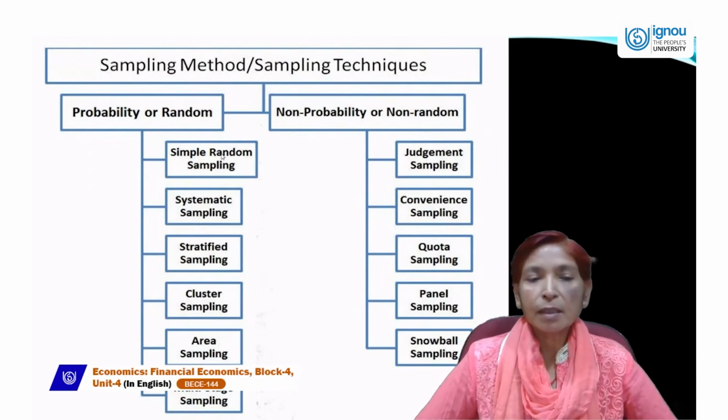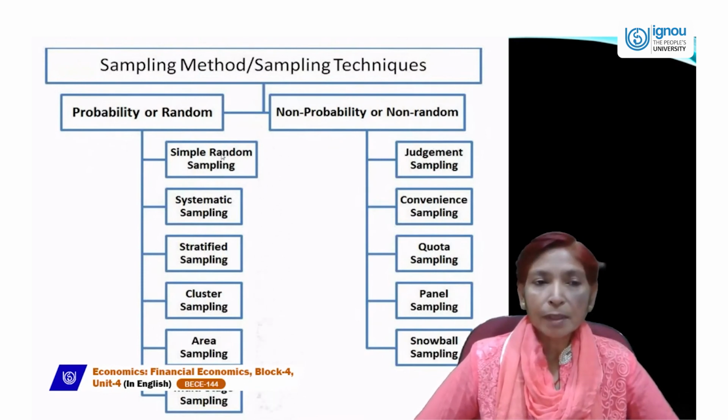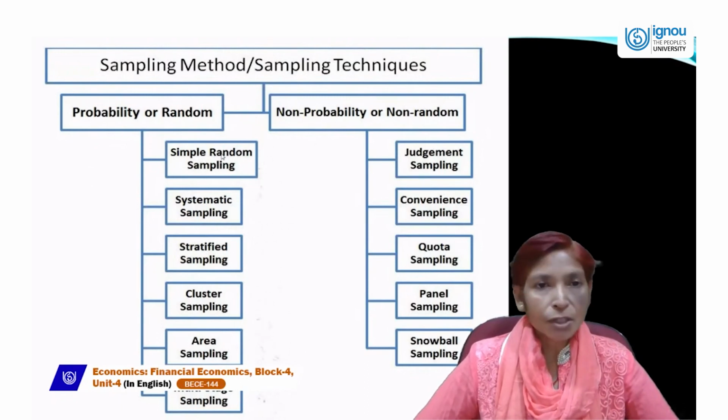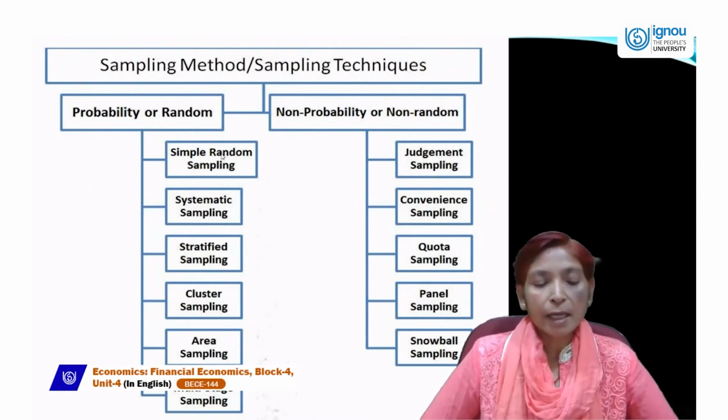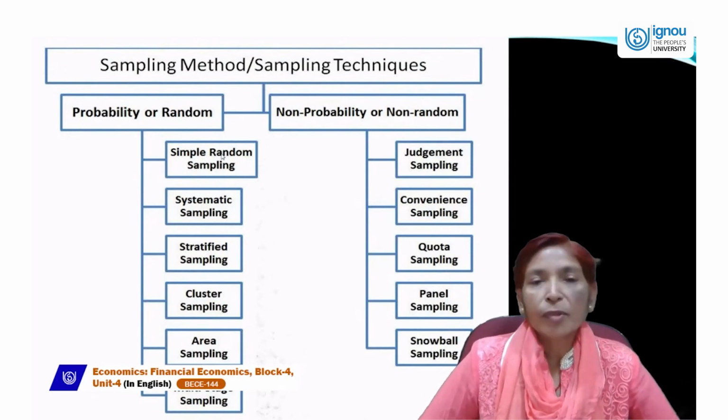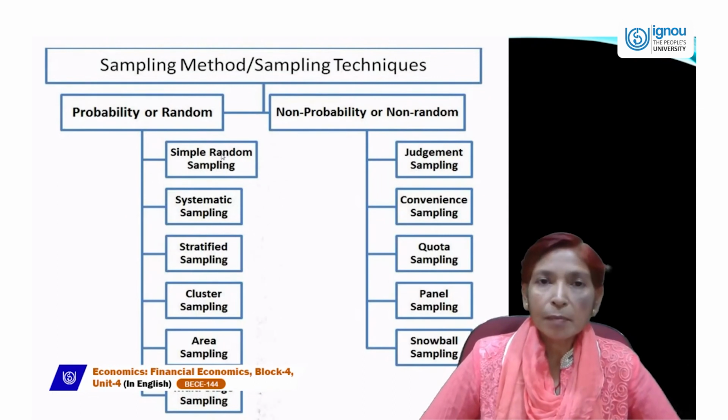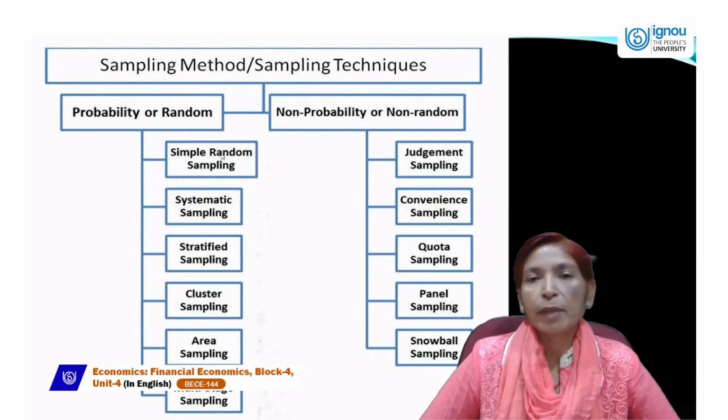So simple random sampling is that technique in which all the units are given an equal chance of being selected for collecting the sample. So simple random sampling is the first probability sampling technique. Other is systematic sampling. In systematic sampling we use a system, like if we collect the samples alphabetically or geographically, that is called systematic. Systematic sampling generally uses a particular system for collecting samples.